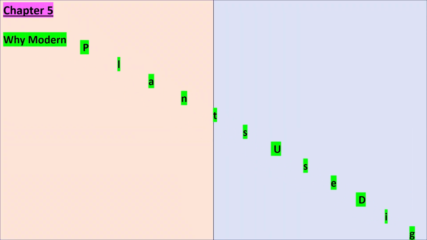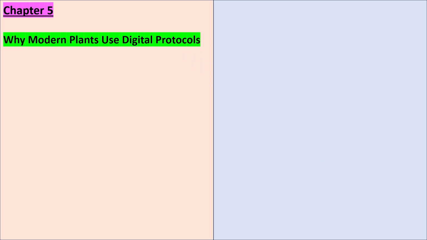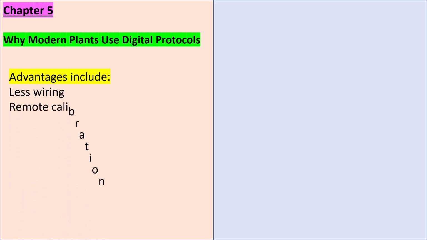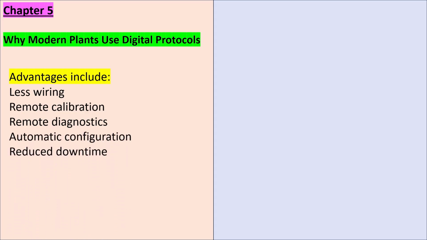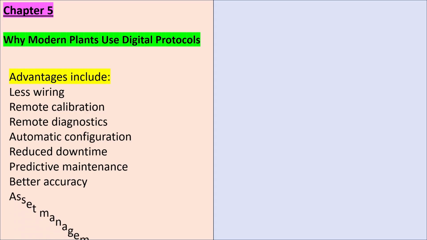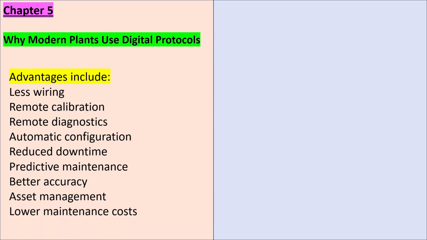Chapter 5. Why modern plants use digital protocols. The advantages include less wiring, remote calibration, remote diagnostics, automatic configuration, reduced downtime, predictive maintenance, better accuracy, asset management, lower maintenance costs.